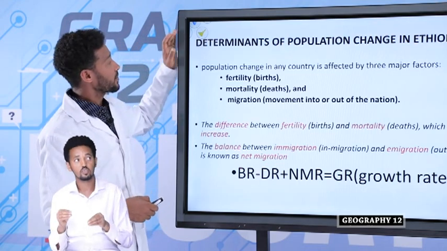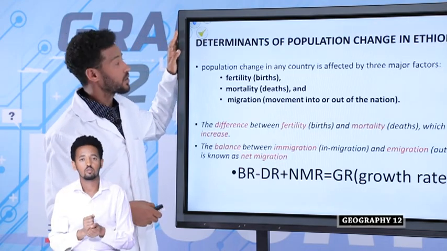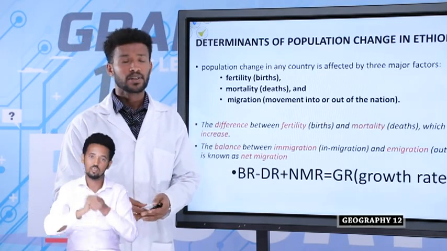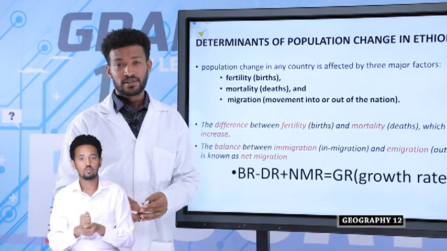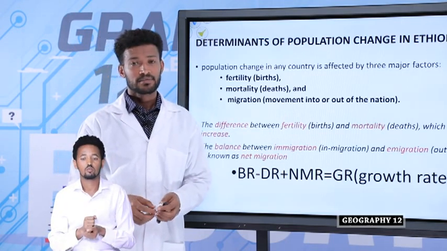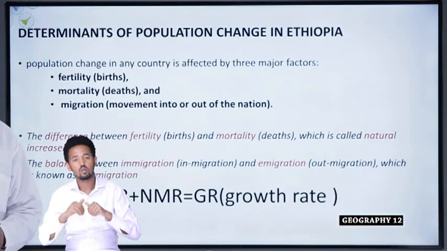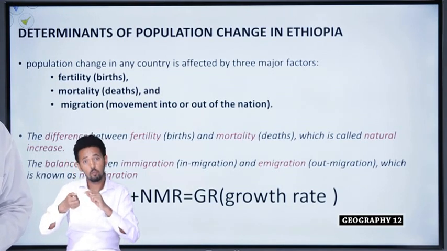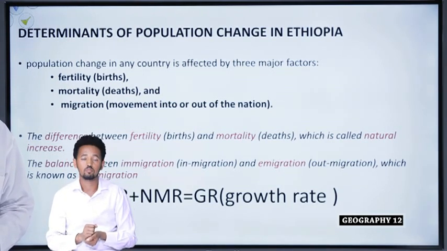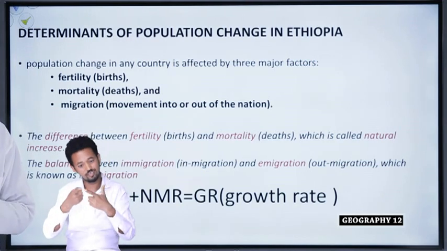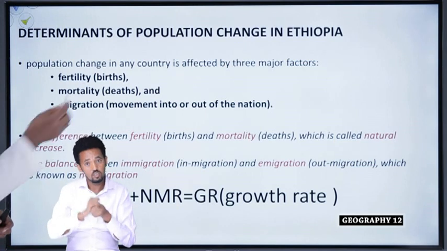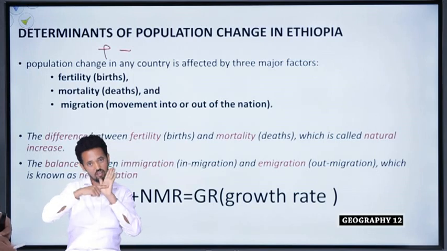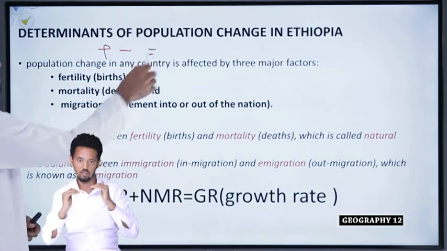Students, this is another topic. This topic shows the dynamics of population change, what we call the determinants of population change. Students, how are populations changed? What makes the population change? Change can be seen from 3 different angles. Change can be positive, change can be negative, and change can be constant or unchanged.